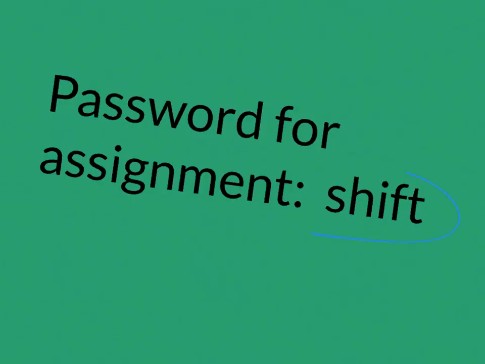This is something you're going to need. From now on, I will be putting a password in for your assignments. So in this case, your password for tomorrow's assignment is shift, S-H-I-F-T, all lowercase, no capital letters, S-H-I-F-T.